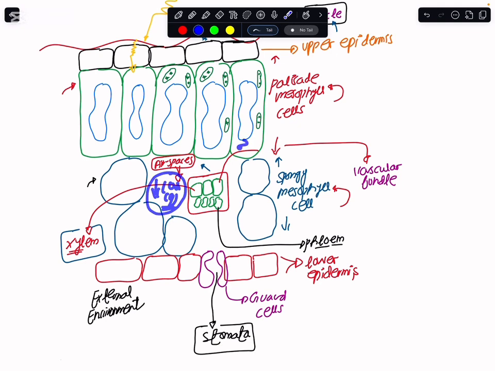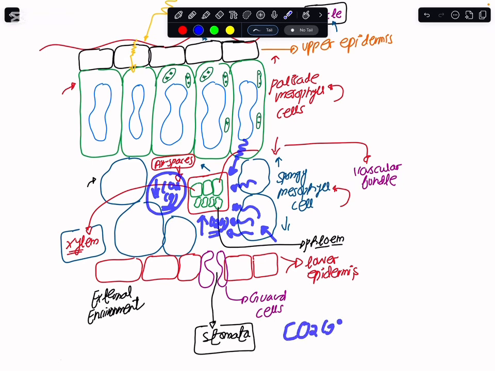On the other hand, these palisade mesophyll cells and the spongy mesophyll cells, when they photosynthesize, would release the O2 into the air spaces. Okay, some of the O2 would be used up in their mitochondria, but the excess of O2 would be coming into these air spaces. So as a result, the concentration of the oxygen gas would increase here in the air spaces during the daytime. So now there happens to exist a difference of the concentration gradient.